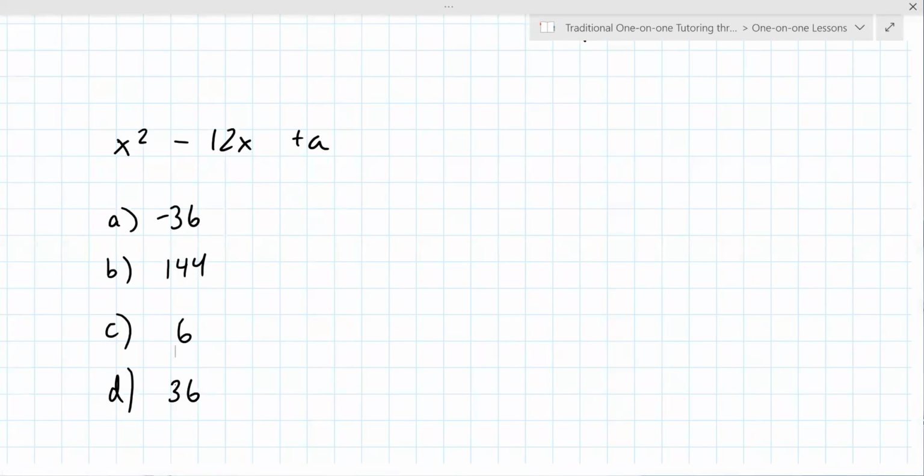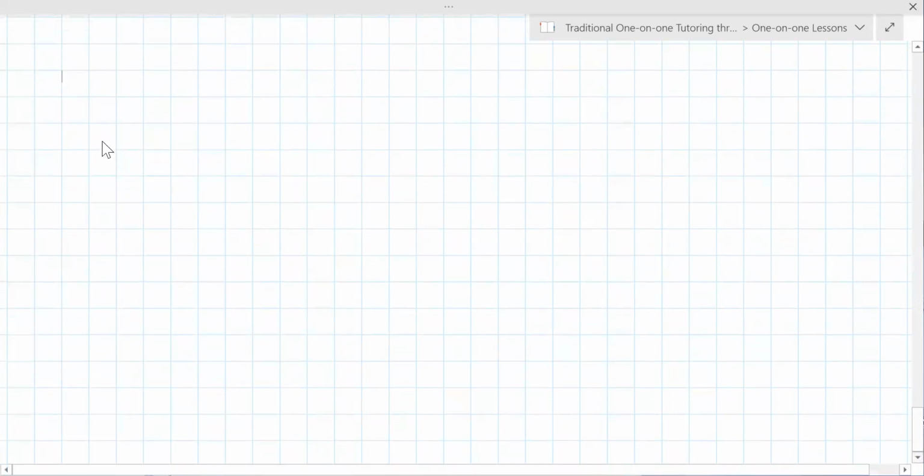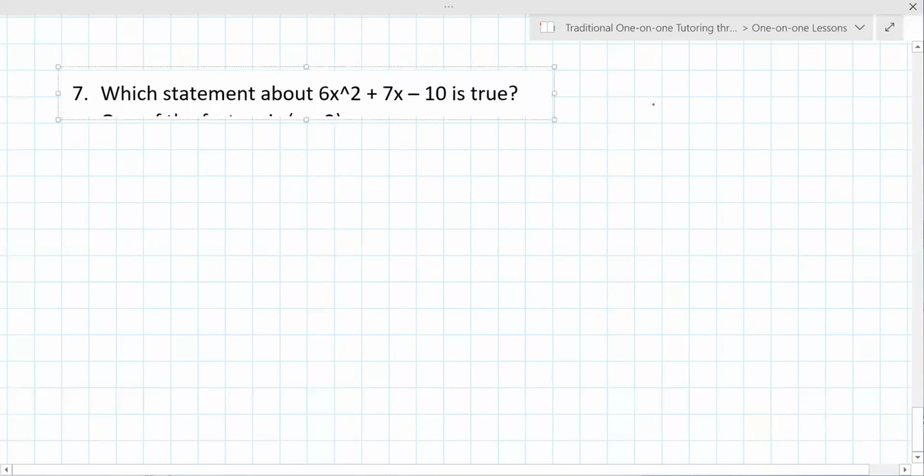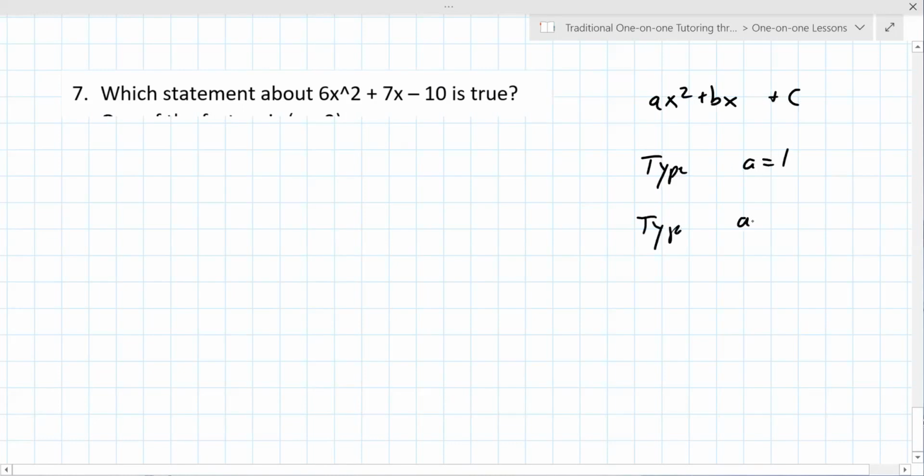So, okay, let's go to question 7. This is the fourth or fifth type of factoring. So there's factoring when you have something in this form, ax squared plus bx plus c, and one type is when a equals 1, and another type is when a does not equal 1. This is the type where a does not equal 1.